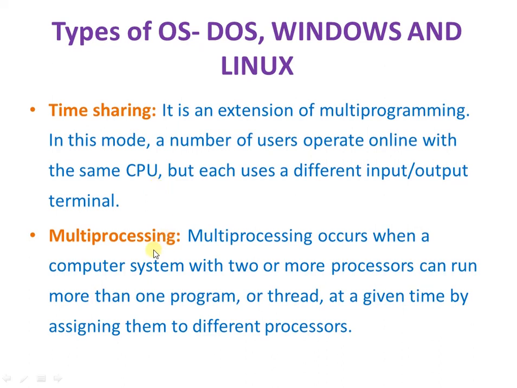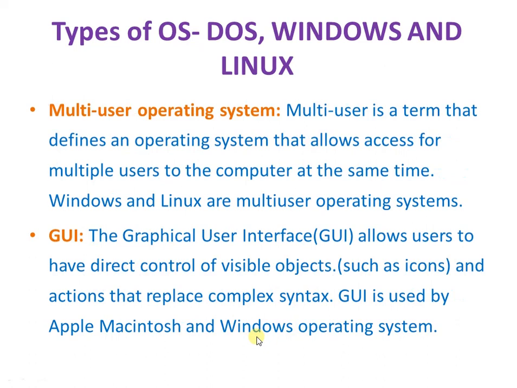Next one is multiprocessing. Multiprocessing occurs when a computer system with two or more processors can run more than one program. Means if a computer system is equipped with two or more processors, then we are working on a multiprocessing device. At a given time, different tasks are assigned to different processors in a system, and that is known as the multiprocessing operating system.